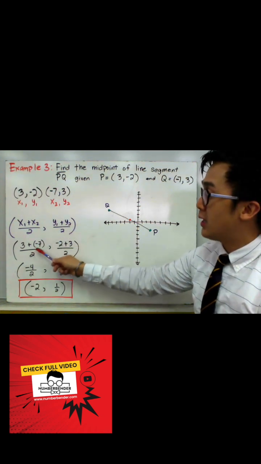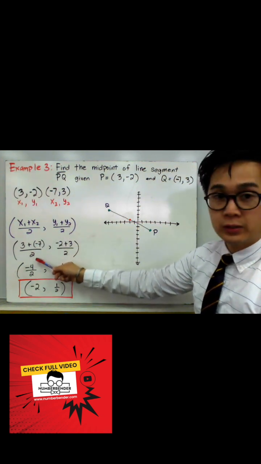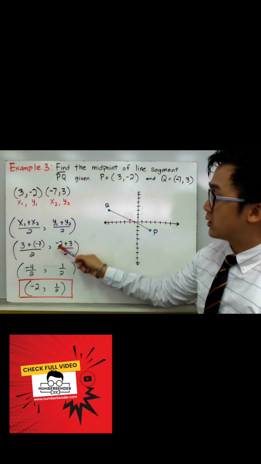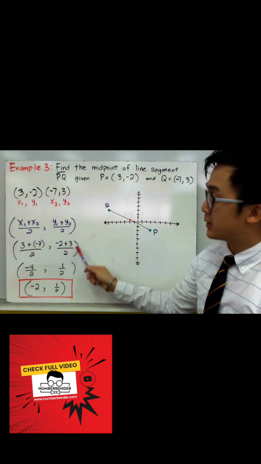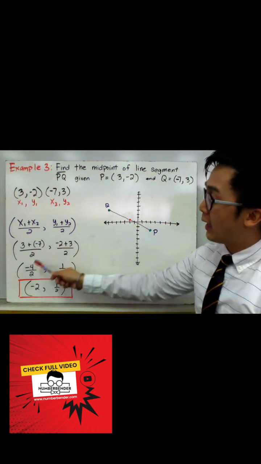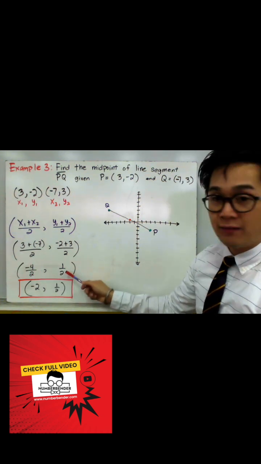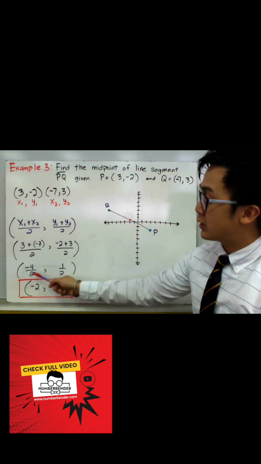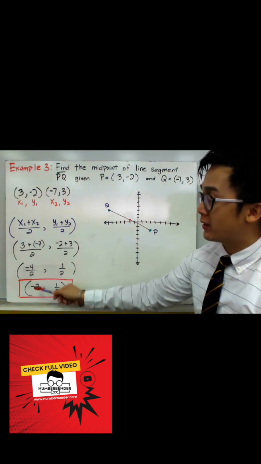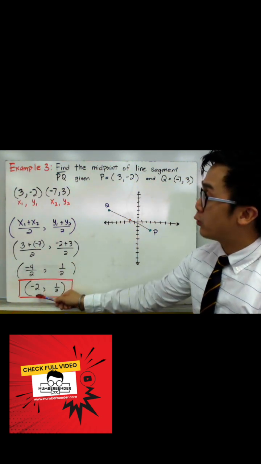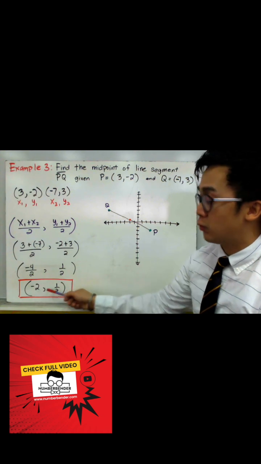So we'll have 3 plus negative 7 all over 2, and negative 2 plus 3 all over 2. And by simplifying our fraction, we'll have negative 4 all over 2 as our x coordinate and 1/2 as our y coordinate. So since we can simplify our x coordinate into negative 2, the midpoint that we're looking for is simply (-2, 1/2).